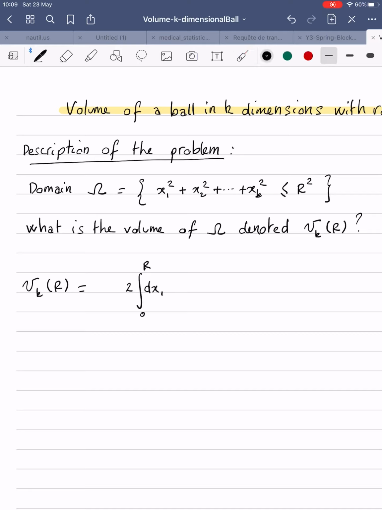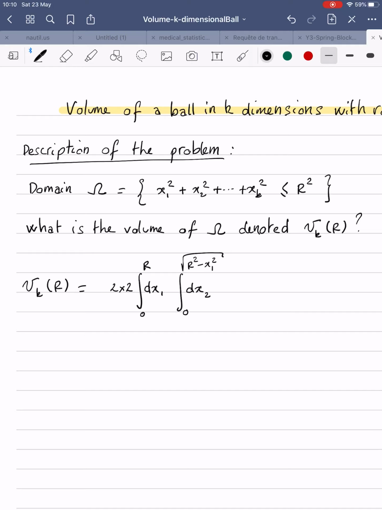So at the end of the day you would have from 0 and then square root of r squared minus x1 squared. Now of course notice that because this is an equation for x2 squared, you've got a possibility for plus or minus here. But as I said, we focus on the positive one. But because we focus on the positive, then it means we need to multiply by 2 again.